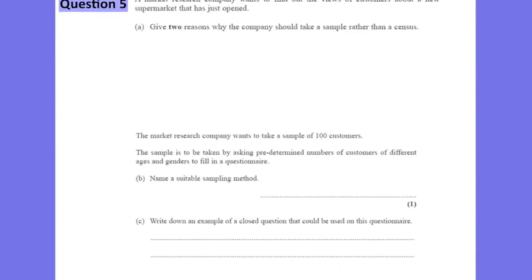Question number 5. A market research company wants to find out the views of customers about a new supermarket that has just opened. Give 2 reasons why the company should take a sample rather than a census. Why a sample? Cheaper, easier, quicker, less data. Any of these 2 would be valid reasons.